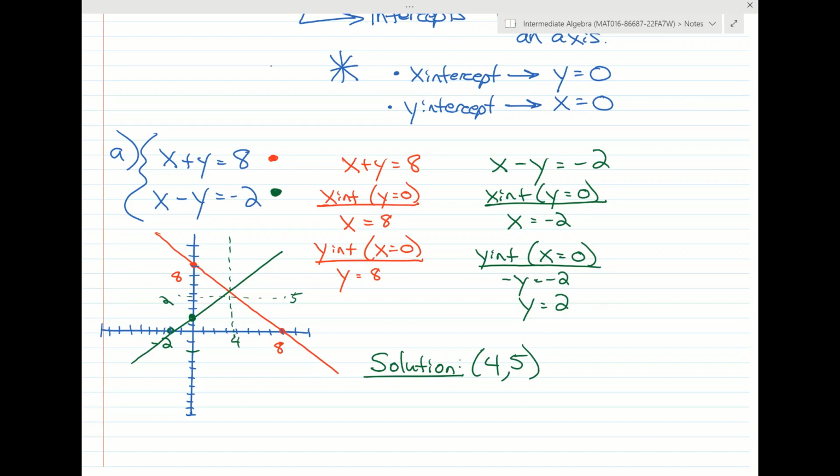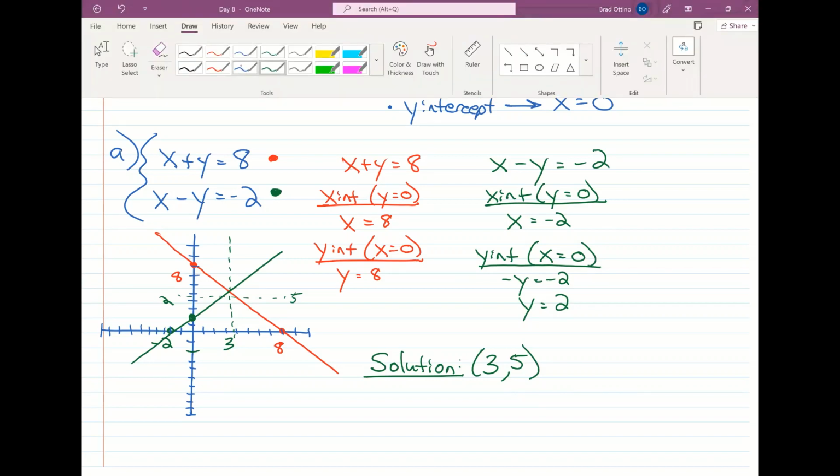I think this one would probably be (3, 5), just because if we plug them in, 3 plus 5 is 8, and 3 minus 5 is -2. All right, so my graph was close. But on the test, if I ask you to solve by graphing, it doesn't have to be exact. We'll do one more of these.